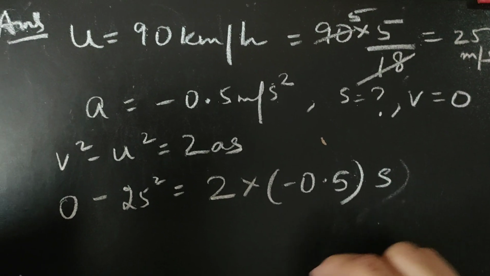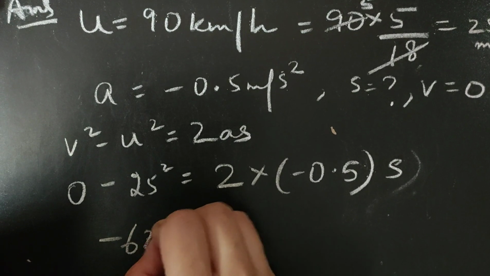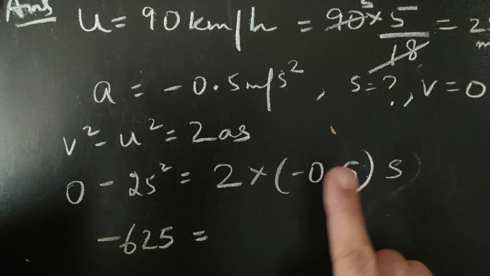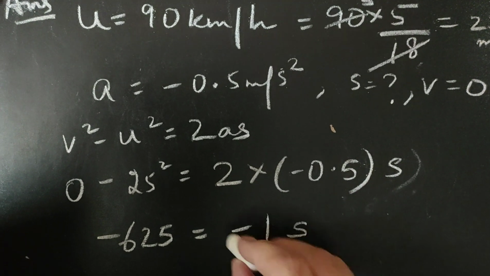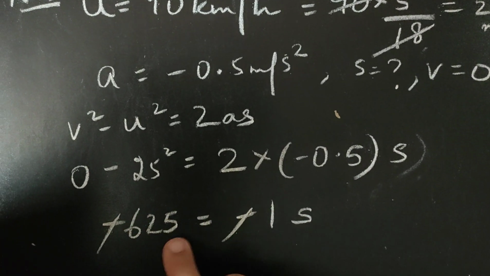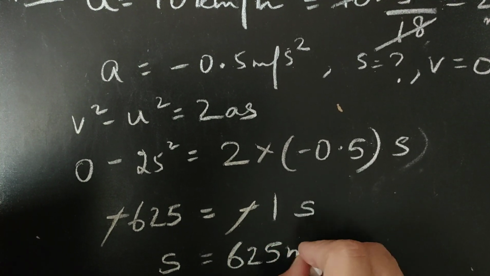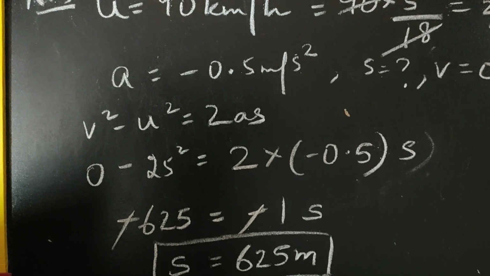So negative 25 square means minus 625 will come on the left hand side. 2 into 0.5, that will be 1. So minus 1 into s. Negative goes off and we are left with that s is 625 meters. This is the distance the train covers before coming to rest after application of brakes.